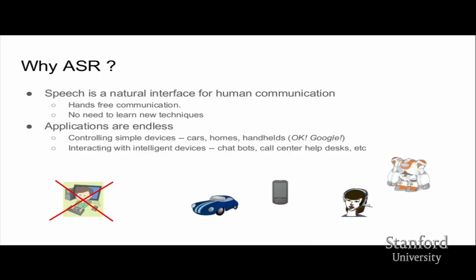So why is ASR so important? Well, firstly, it's a very natural interface for human communication. You don't need a mouse or a keyboard, so it's obviously a good way to interact with machines. You don't really need to learn any new techniques because most people have learned how to speak by a certain time. And of course, it's a very natural interface for talking with simple devices such as cars or handheld phones, or even more complicated intelligent devices such as your call center people or chatbots, and eventually our robotic overlords. So I think we need a good speech recognition system.